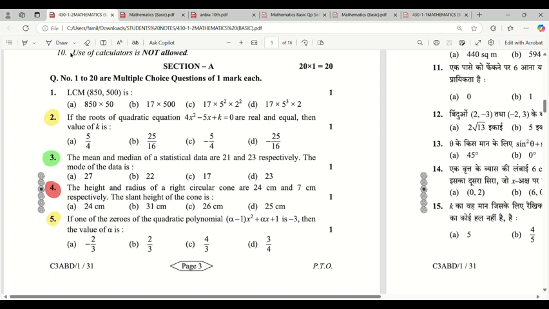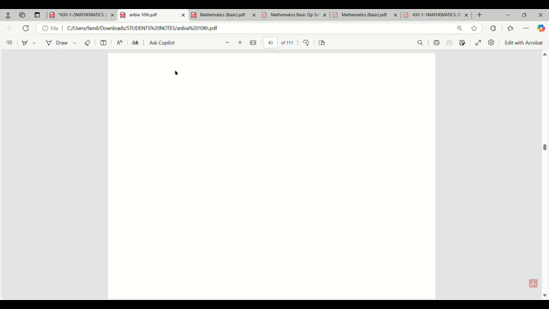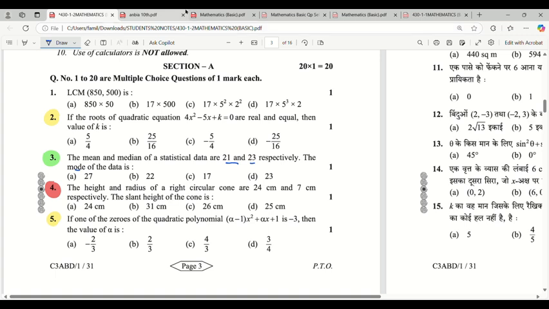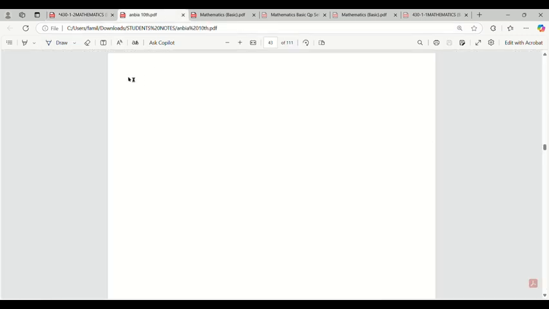From MCQ, as usual, we'll start from MCQ. Now, see, the mean and median of statistical data are this and this, respectively. What is the mode of the data? So we have a formula, basically a relation between mean, median, and mode. The relation is somehow like this: mean plus 2 times mode is equal to 3 times median.